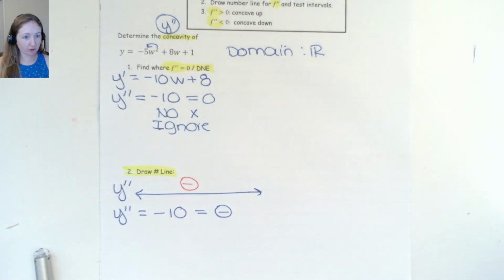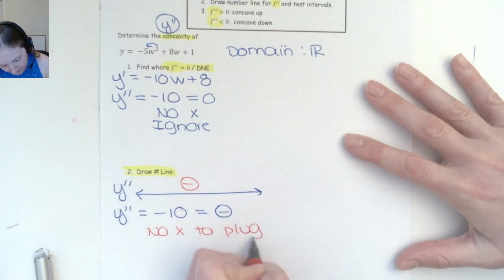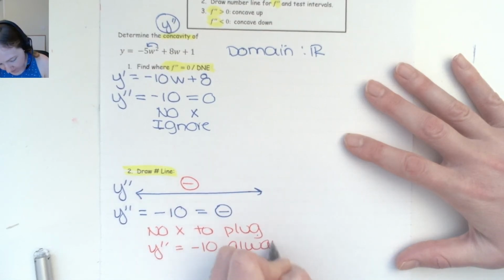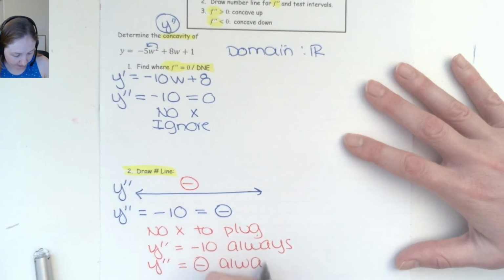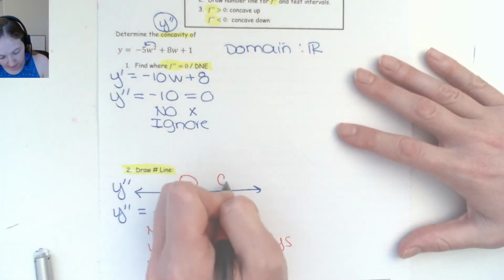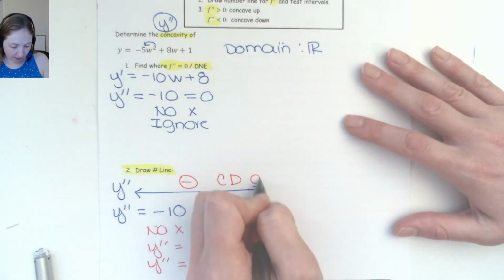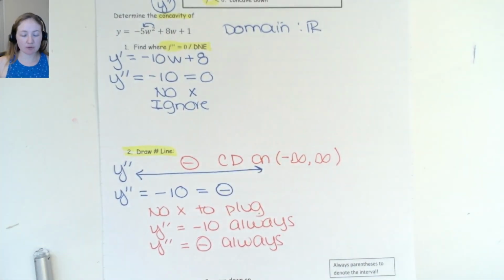All right, so that's a little bit of a different thing than what we saw with increasing and decreasing. So here there's no x to plug in. And we can just say y double prime equals negative 10 always. And so y double prime is negative always. Now, what does that negative y double prime mean? That negative y double prime means that it's concave down. And specifically, it's concave down on the entire interval, negative to positive infinity.